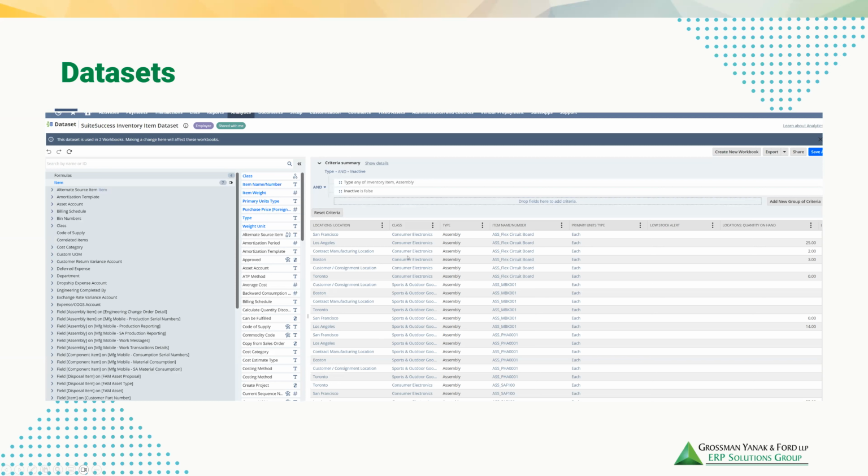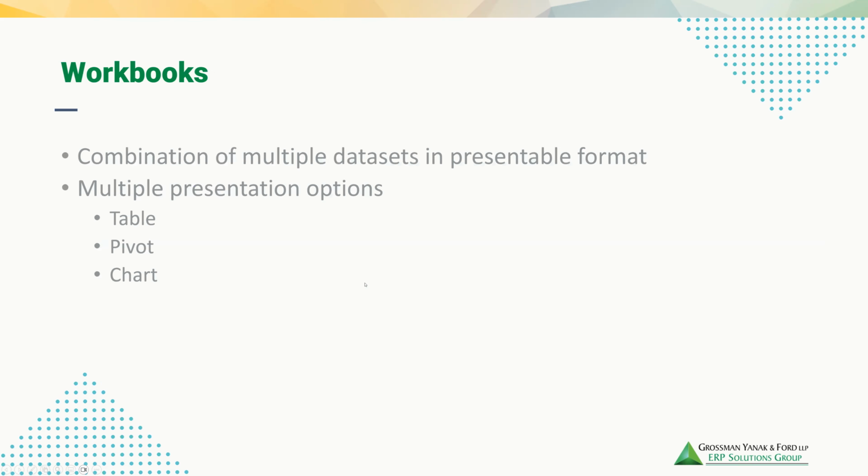So that's a high level of data sets. Again, those are the information you're trying to query. This is how you pull your data into one place. The next step is the workbooks, so how you present those. As I said, this is how you're presenting your data sets so that somebody can actually make use of the data. And you have a couple different options for how you present those. You can either do a table, a pivot, or a chart. And I'm going to show examples of those here soon.